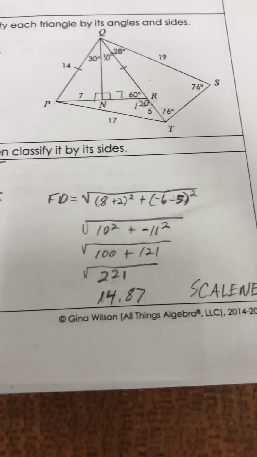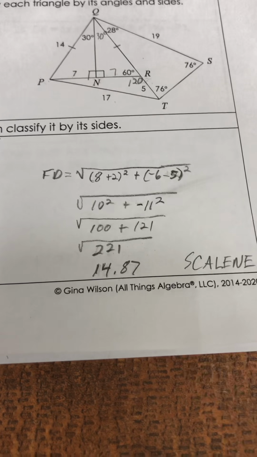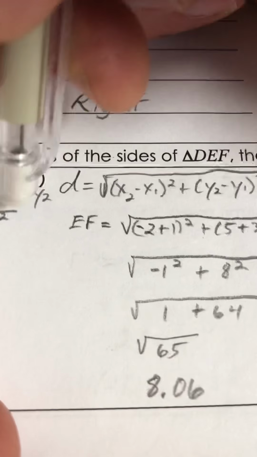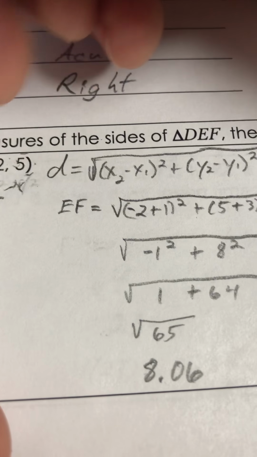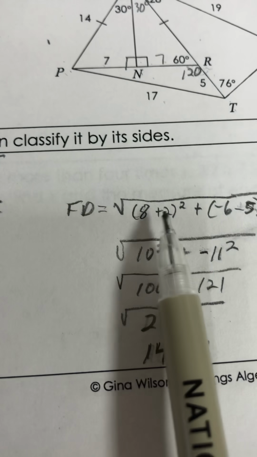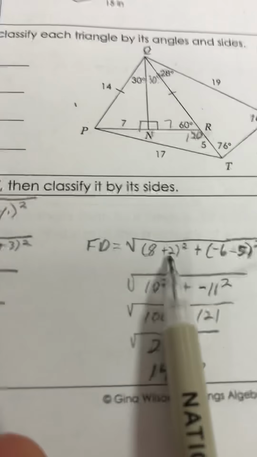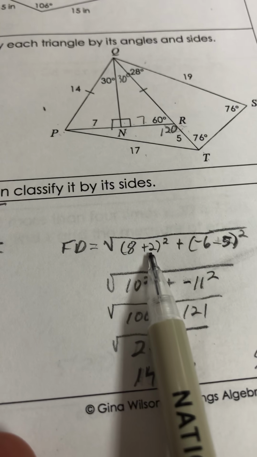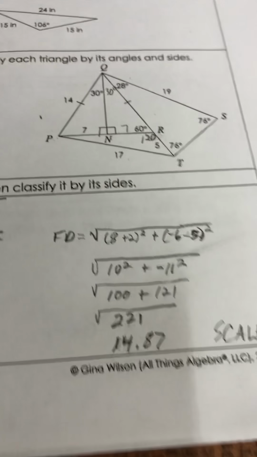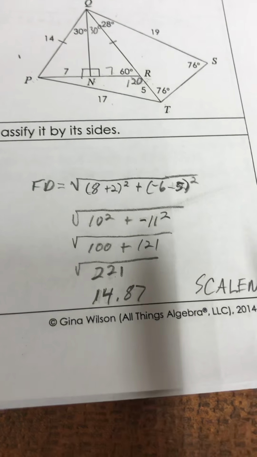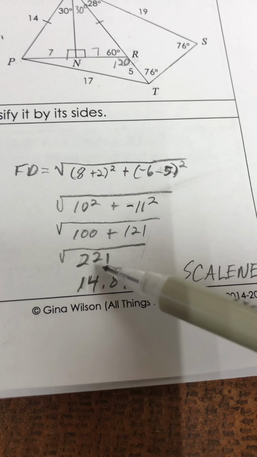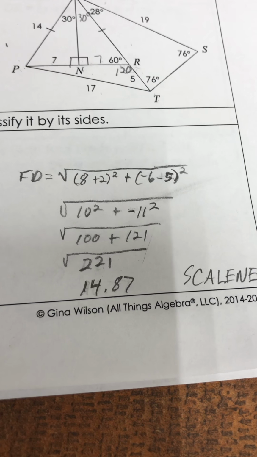Then I'm going to change them again to find FD, and here's FD. You might want to pause that, but I'm renaming these. Since I'm going from F to D, it's X1, Y1, X2, Y2. So you see my X2 is 8 minus my X1, which was -2, which is +2. So subtracting a negative, and so on and so forth. Just go through this. I end up getting square root of 221, which is 14.87.